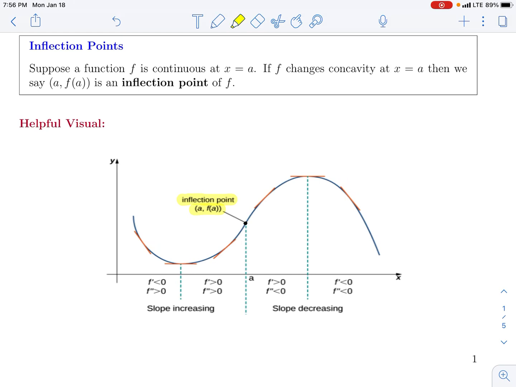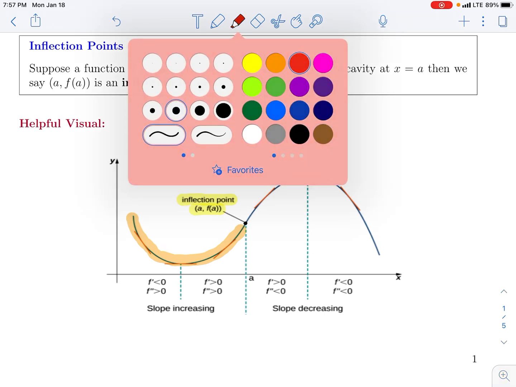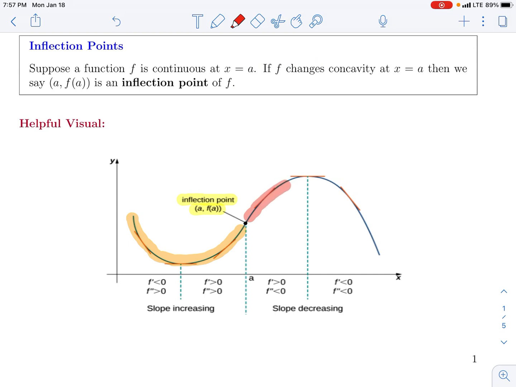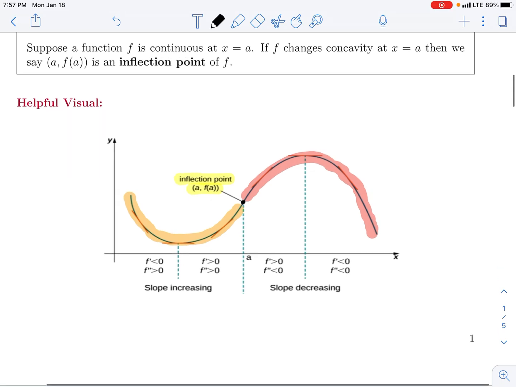To the left of this inflection point, you see that the graph is concave up, since it's bending upward everywhere that I just highlighted in orange. And then to the right of my inflection point, the graph is concave down, since it's bending downward. So you can see a little more clearly that this point is in fact an inflection point, because at that point the graph is changing from concave up to concave down. In other words, it's changing concavity.